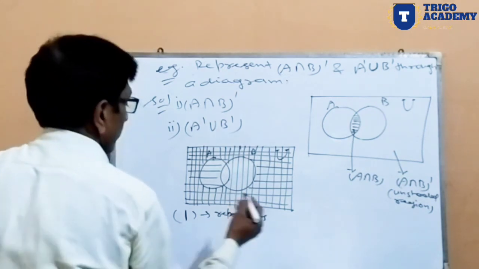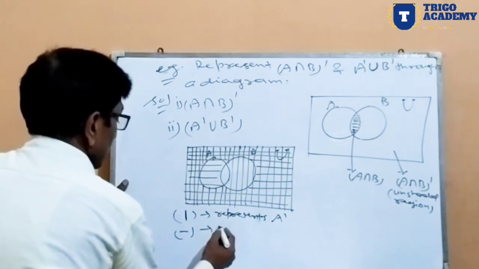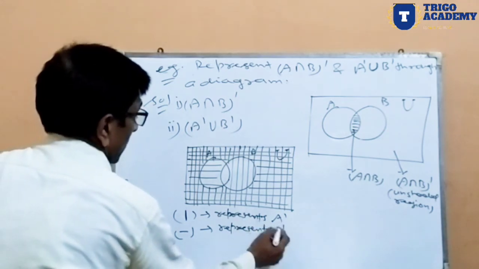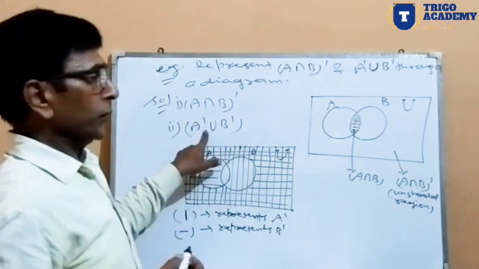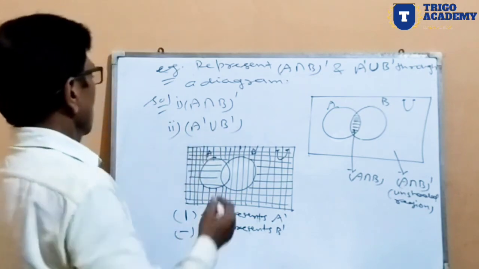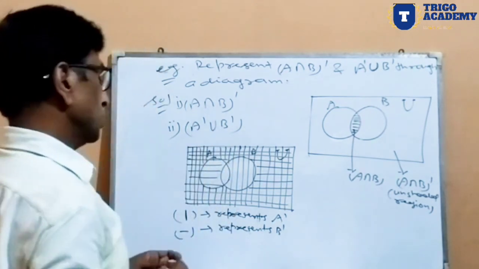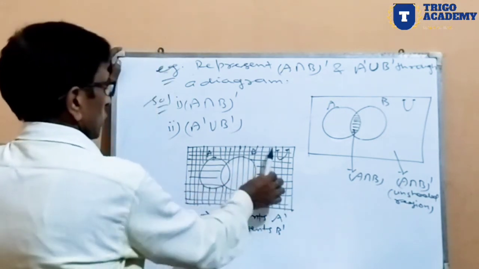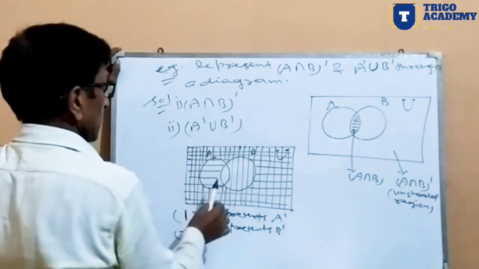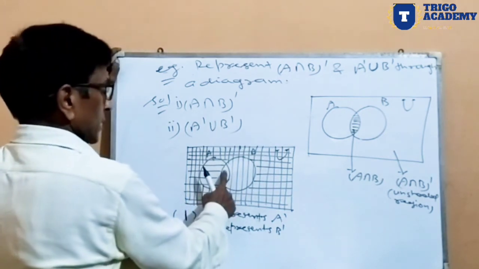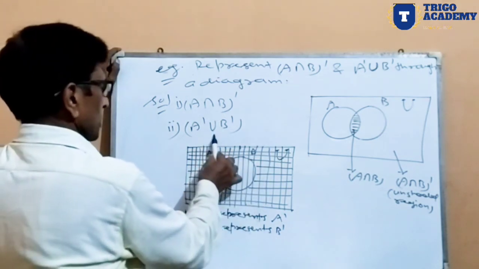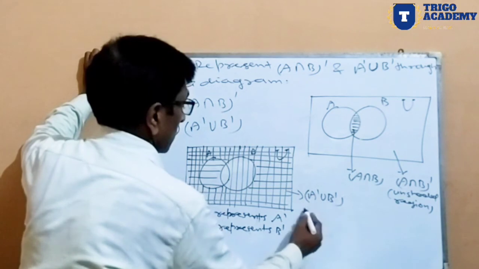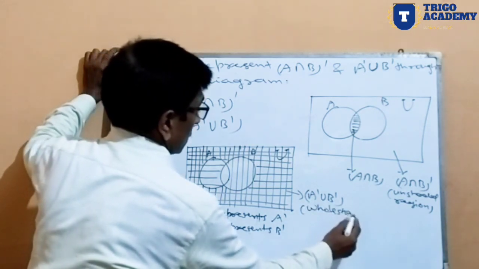Vertical lines represent A', and horizontal lines represent B'. Okay, now we have to find that region A' union B'. So A' union B', in this region, this whole shaded region, it means except this region, the whole shaded region represents A' union B'.